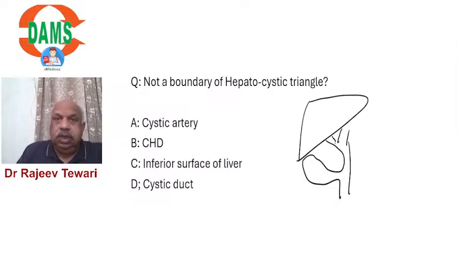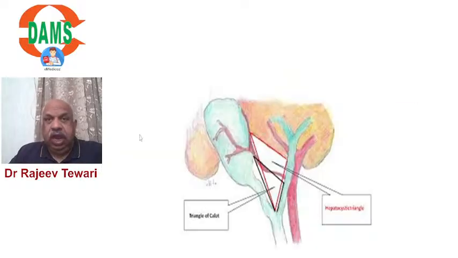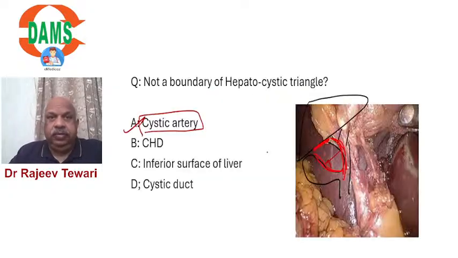Bounded by liver, common hepatic duct and cystic duct. What is the content? Cystic artery. Cystic artery is a content of this triangle, not a boundary. This is the Calot's triangle here, and this is the artery, which is a content, not a boundary.